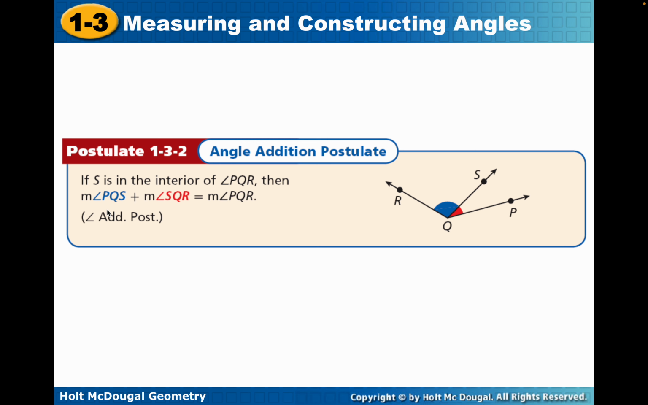So if you see that M in front of the angle mark, that's going to be telling us just the measure of. So in this case, we're talking about the angle addition postulate, and it's saying that this blue angle plus this red angle is going to equal the whole angle of PQR. So it's going to be both of those angles added up together equals the whole angle of PQR. So let's go ahead and look at some examples.